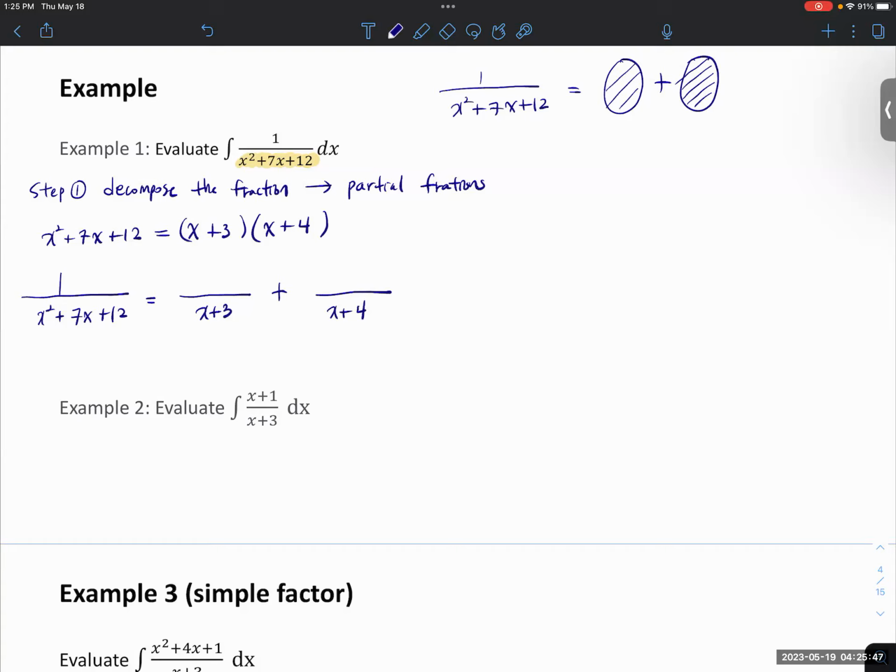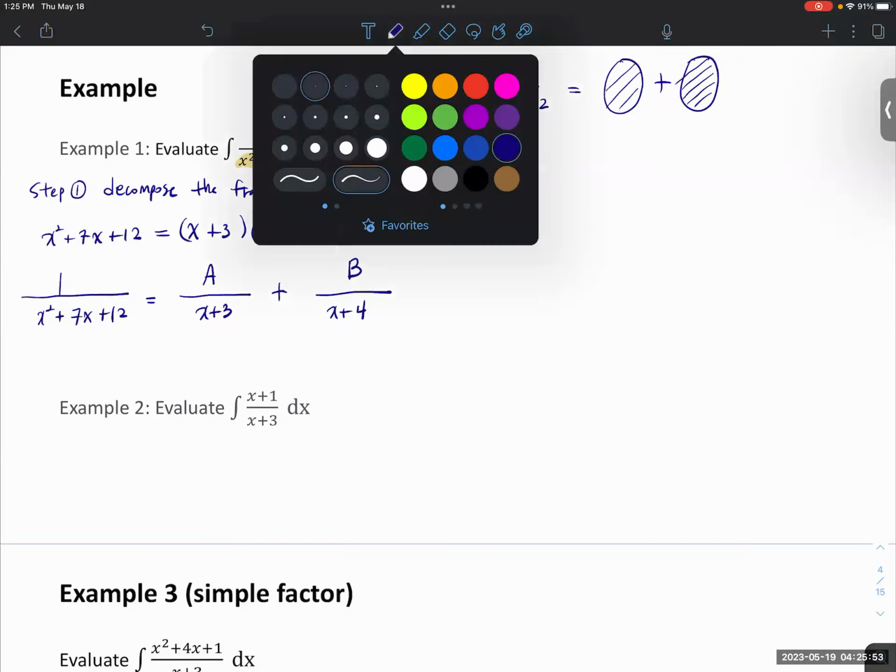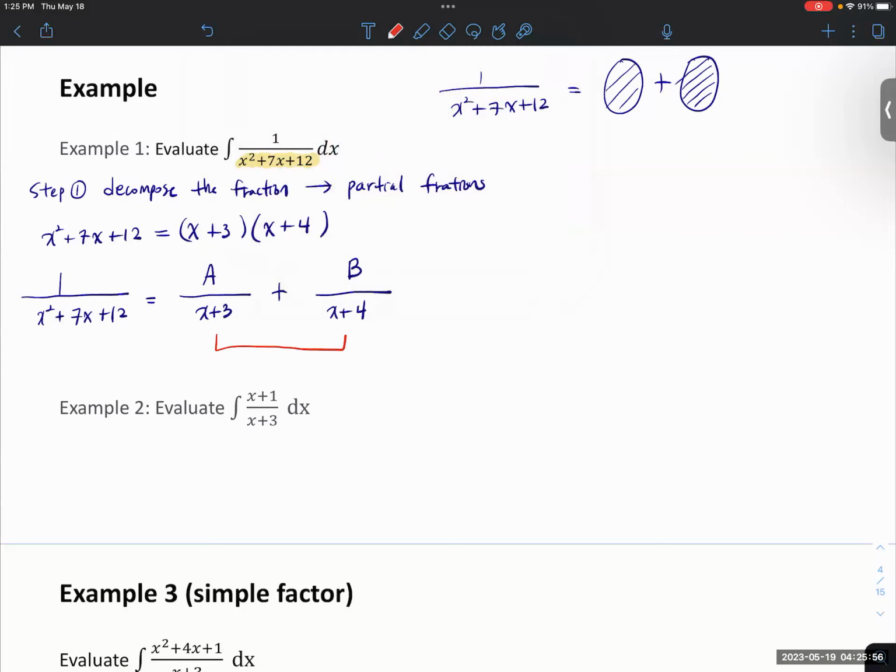We don't know the numerators, so I'm going to say A and B. Does that make sense? These are the partial fractions of 1 over x squared plus 7x plus 12. I don't know the numerators yet; we're going to find them. So let's find A and B. To find A and B, we use a common denominator. For the first fraction, you multiply x plus 4 top and bottom, and for the second fraction, you multiply x plus 3 top and bottom.